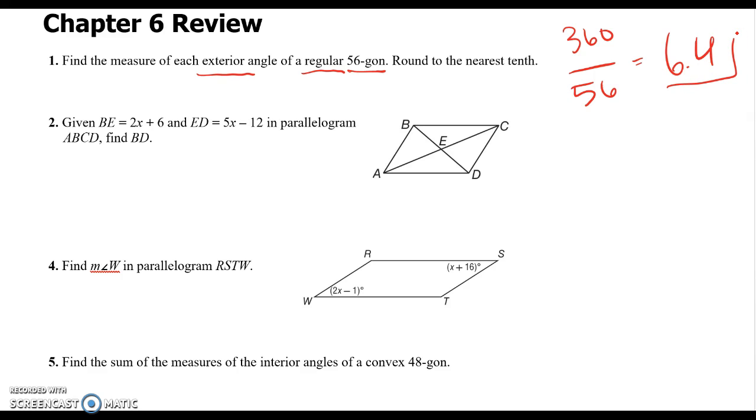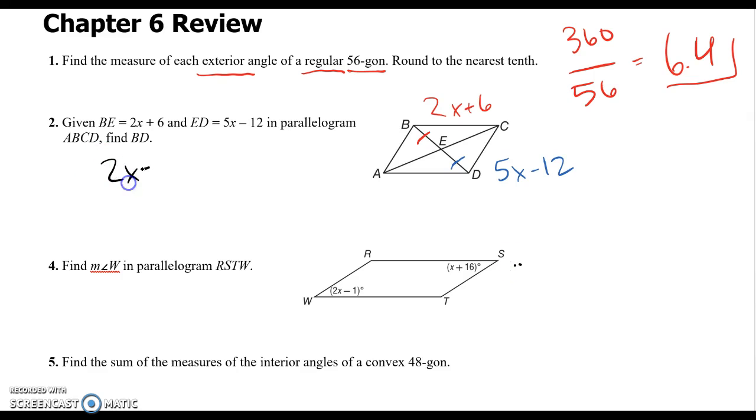Okay, number two, given BE is equal to 2x plus 6 and ED is equal to 5x minus 12, in the parallelogram ABCD, find BD. First of all, it told us that BE, this guy right here, is 2x plus 6. And then it told us ED, this guy right here, is 5x minus 12. Well, we know in a parallelogram that the diagonals bisect each other, so we know those two parts of that diagonal are equal to each other. So we can set these two things equal and solve.